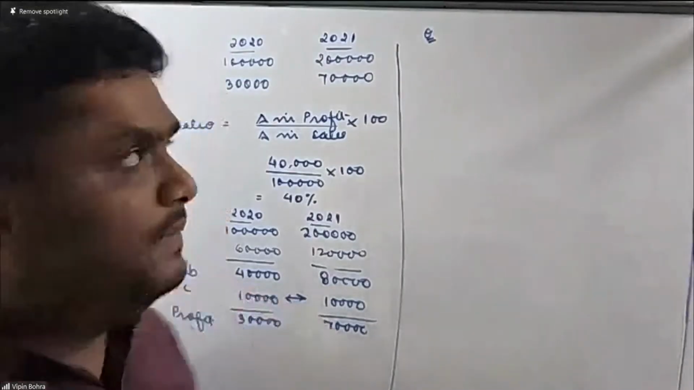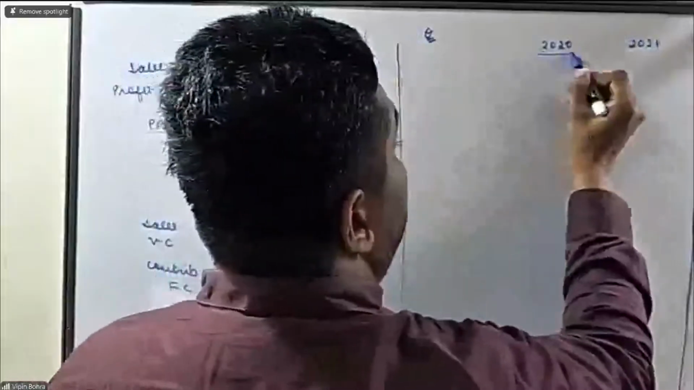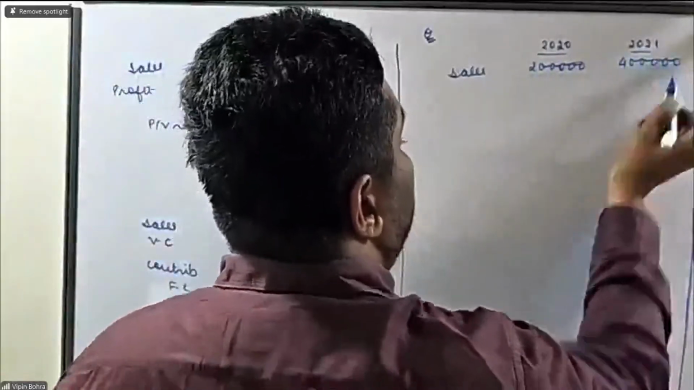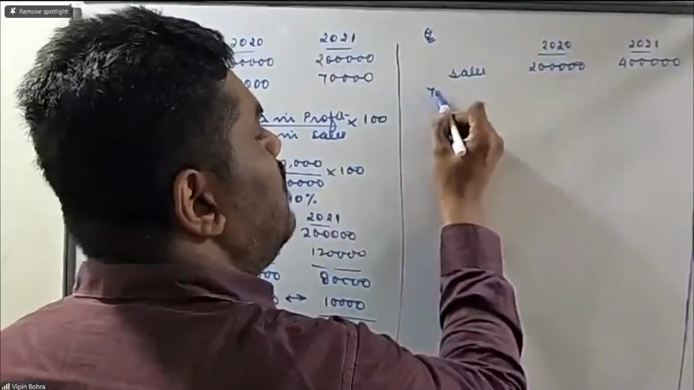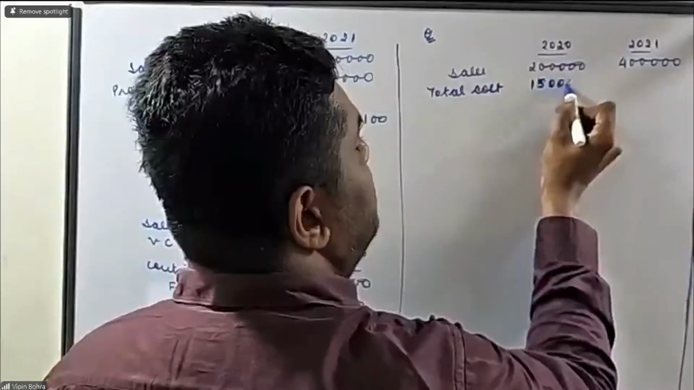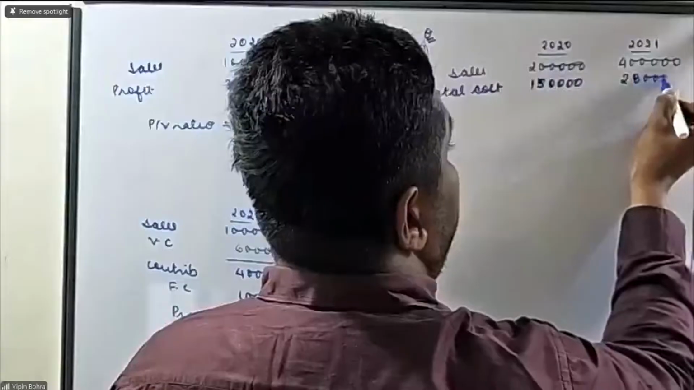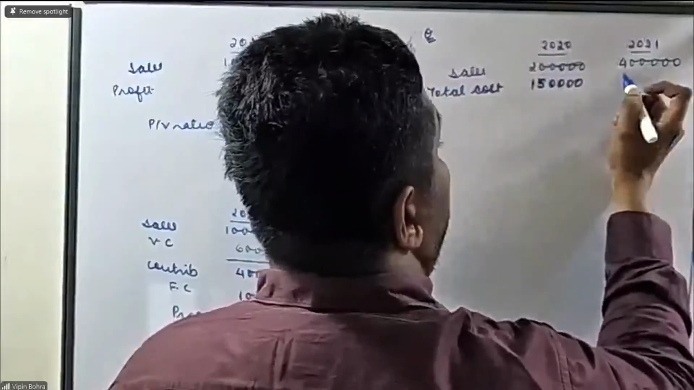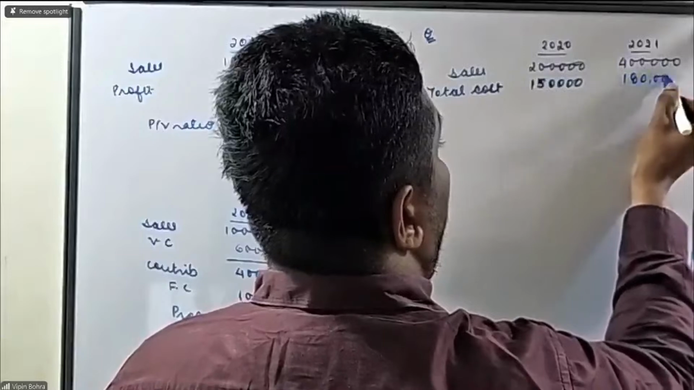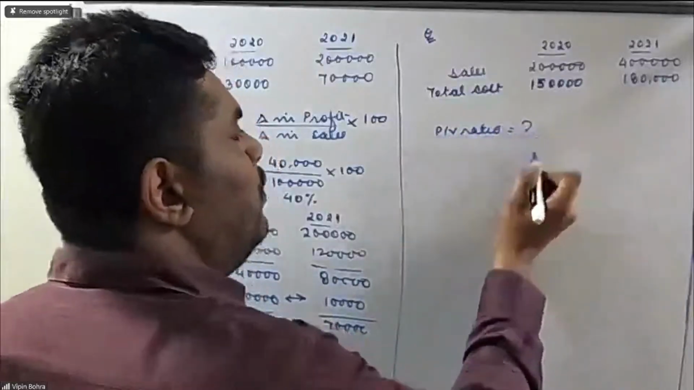Okay, so now a question for you guys. Let's say my sales is 2 lakh and 4 lakh. My total cost is, let's say, 1,50,000 and 2,80,000. Sorry. So what will be my PV ratio? Waiting for your answers.